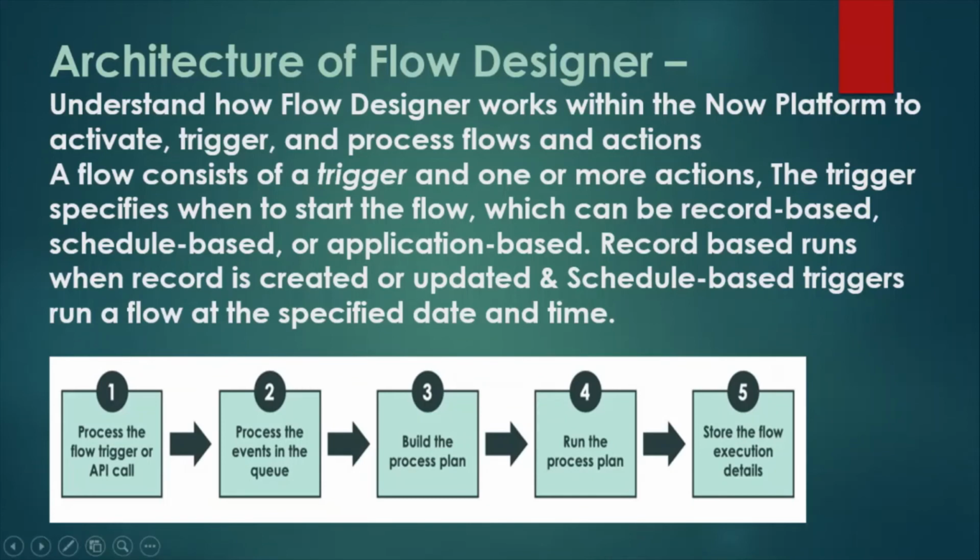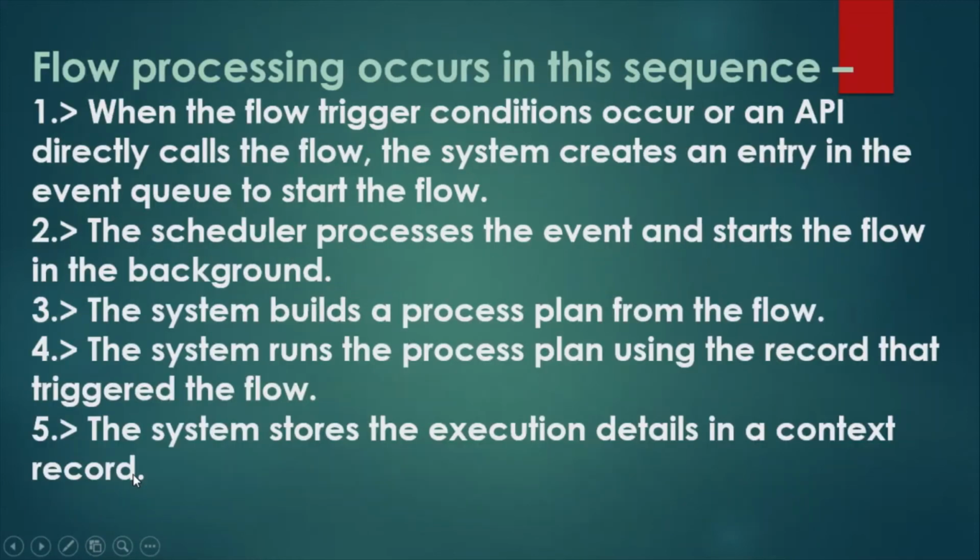Now I am going to explain the process, how Flow Designer works. First, the Flow Designer is triggered or an API call is made. Come here and understand in which sequence flow processing occurs. When the flow trigger condition occurs or an API call is made, we can trigger the flow whenever our condition matches, or we can trigger it through the API call. The system will create an entry for that in an event queue to start the flow.